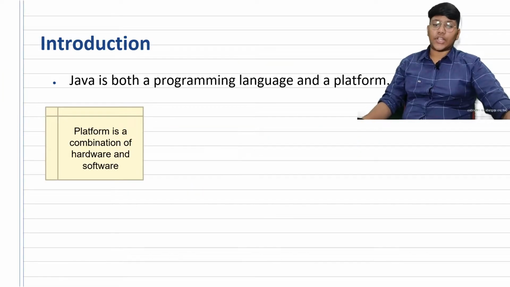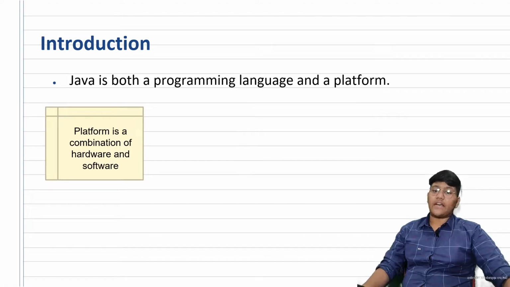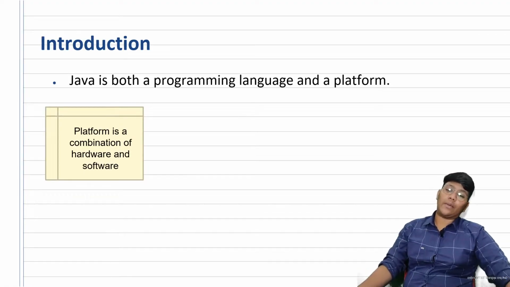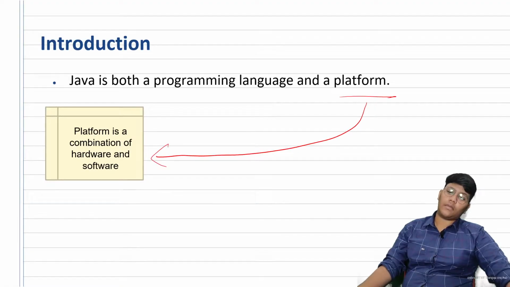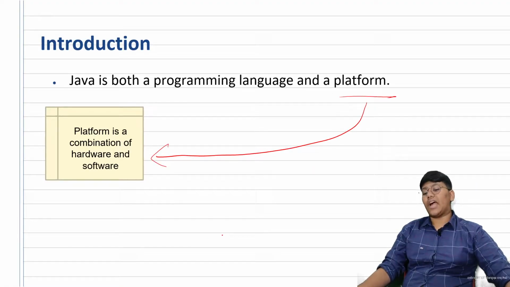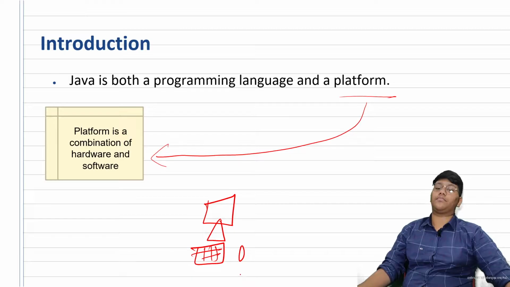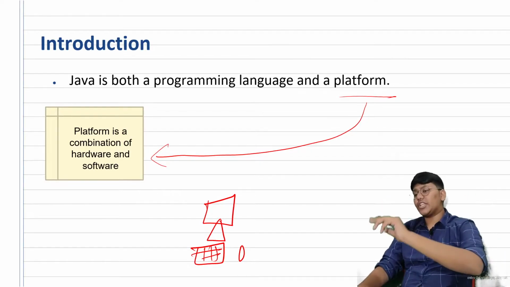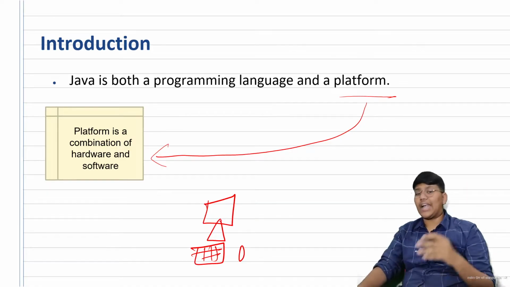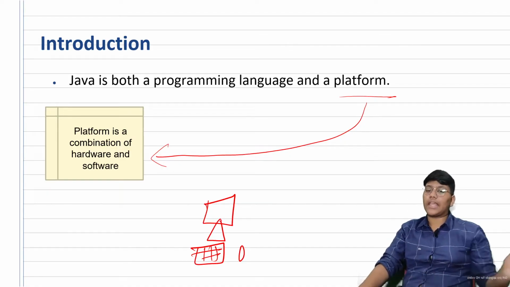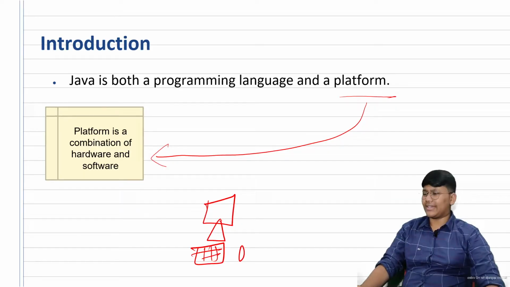Then comes introduction again. Java is both a programming language and a platform. Now what is a platform? A platform is a combination of hardware and software. For example, Windows. Windows is a platform. Platform is nothing but a combination of hardware and software. Hardware like your monitor, like your keyboard, like your mouse. Software is different types of softwares.